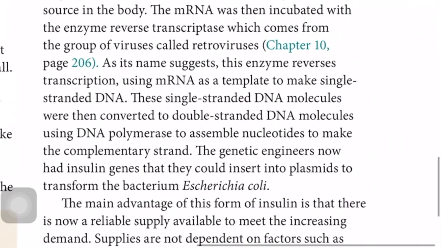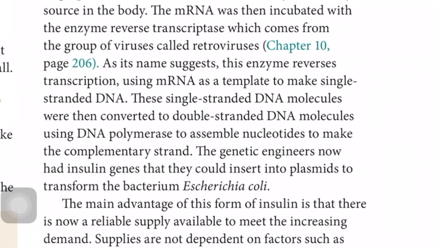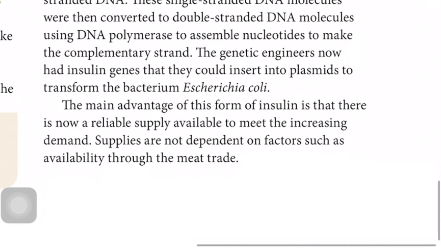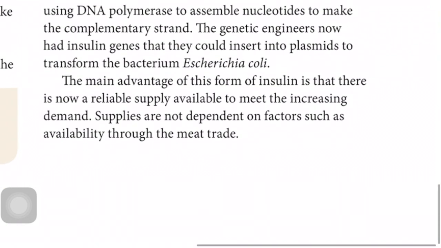The mRNA was then incubated with reverse transcriptase, which comes from a group of viruses called retroviruses. As the name suggests, the enzyme reverses transcription, using mRNA as a template to make single-stranded DNA. Yes, single-stranded. The single-stranded molecules were then converted into double-stranded molecules using DNA polymerase to assemble nucleotides to make the complementary strand. The genetic engineers now had the insulin gene that they could insert into a plasmid to transform the bacteria, E.